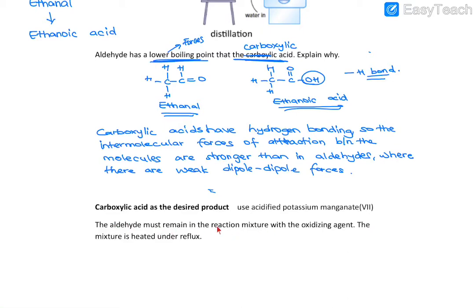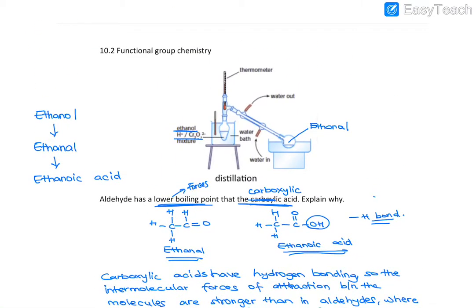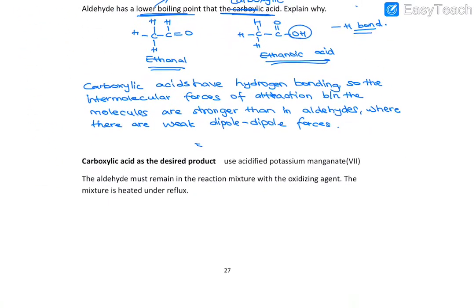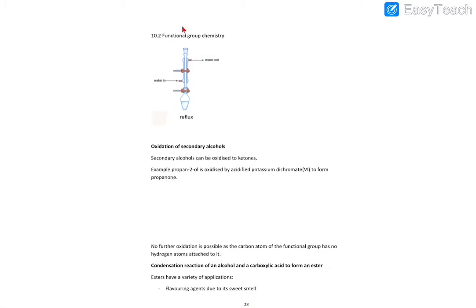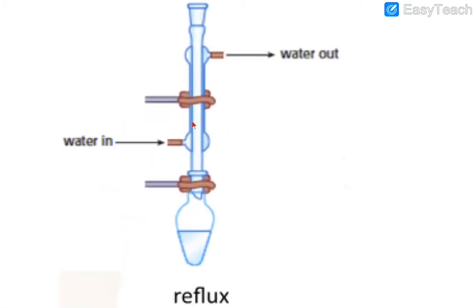The aldehyde must remain in the reaction mixture with the oxidizing agent. Therefore, the mixture is going to be heated under reflux. Heating under reflux is using a condenser, like here. So you have the reaction mixture over here, you have a condenser on top. This condenser is going to, if ever you have any vapors of the reaction mixture that is produced, the vapor is not going to escape.